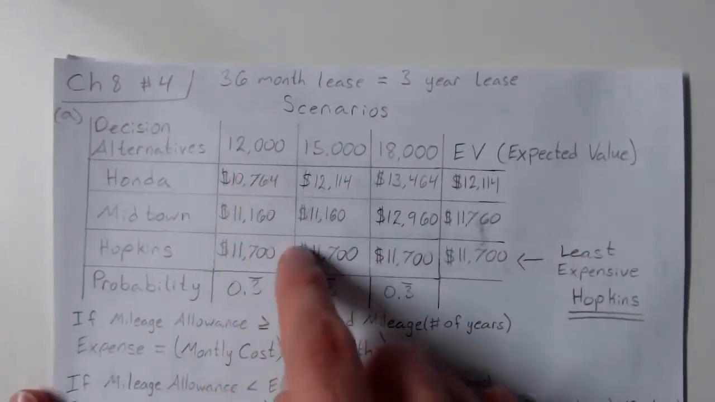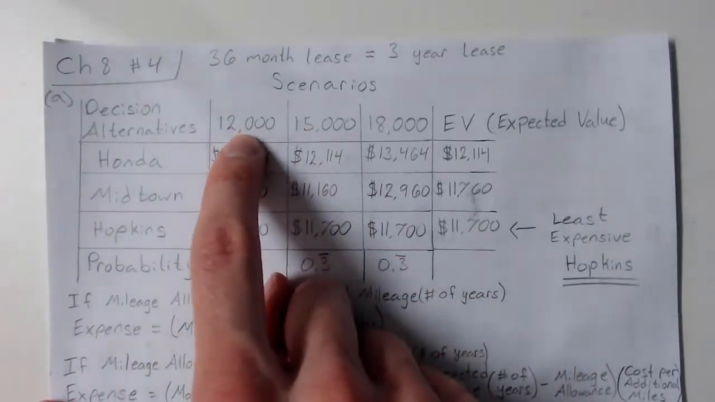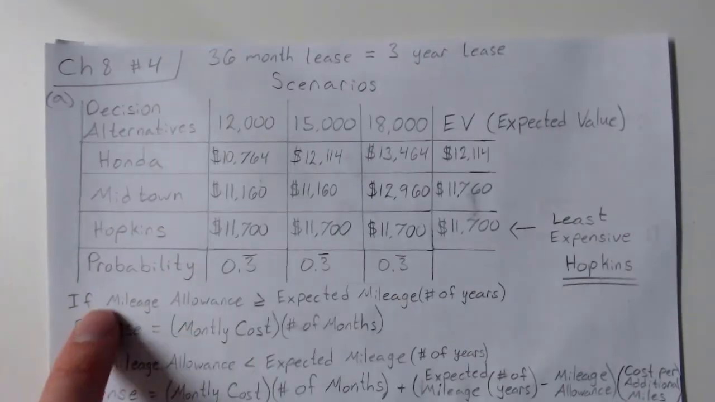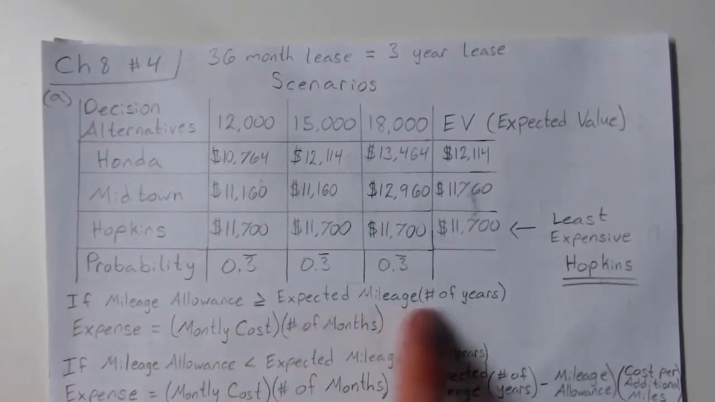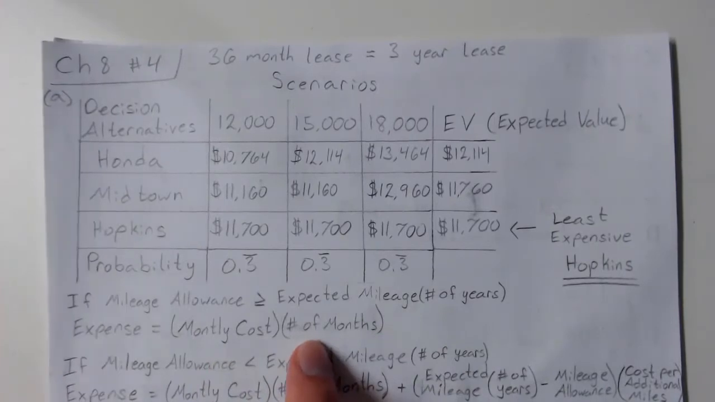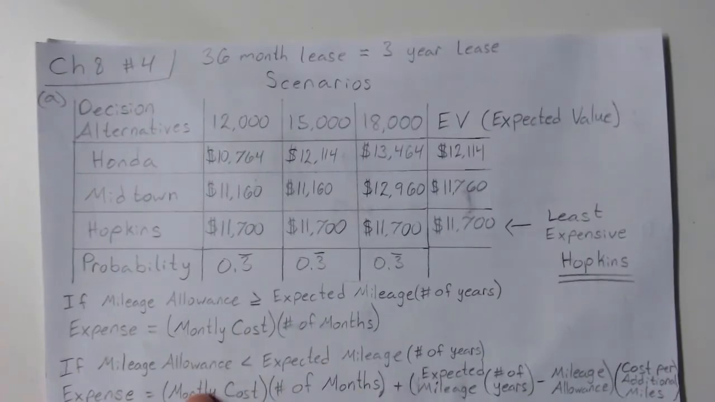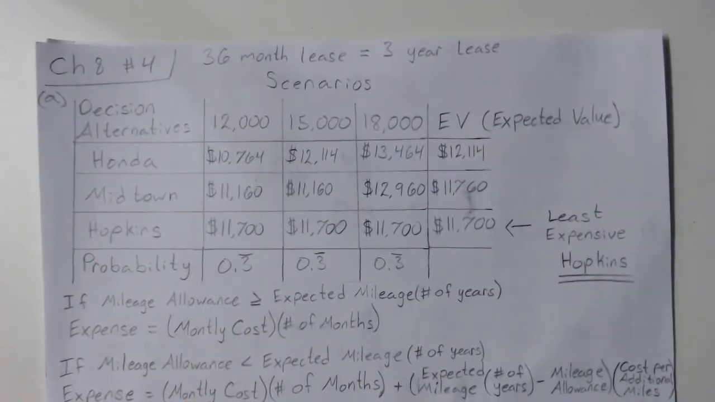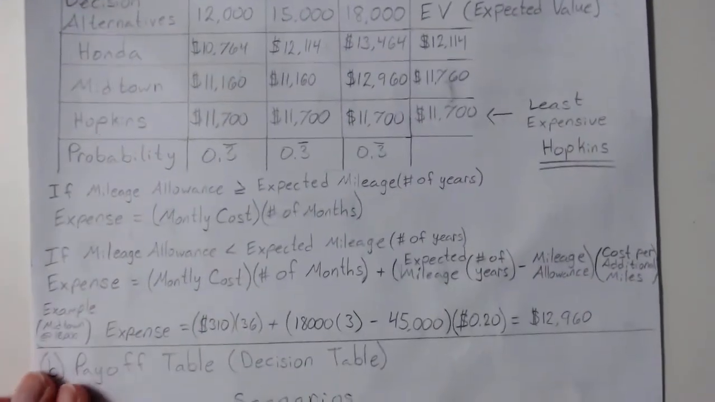And the way I filled this in is that I checked first to see if the expected mileage was greater than mileage allowed. If the mileage allowance is greater than or equal to the expected mileage times the number of years, then the expense is just the monthly cost. So basically, if you stay under the allowed mileage, all you have to pay is the monthly cost. If you go over the mileage cost, then you have to pay the monthly cost plus their cost for additional miles. I worked out an example here.